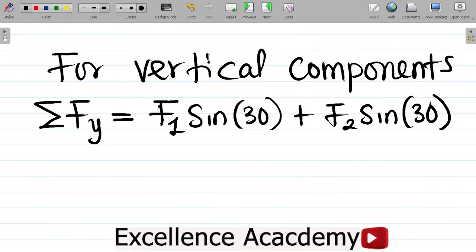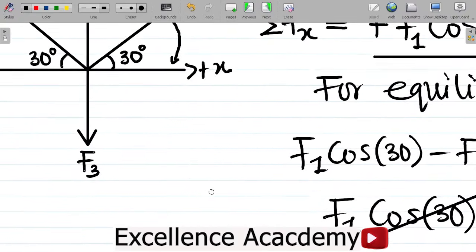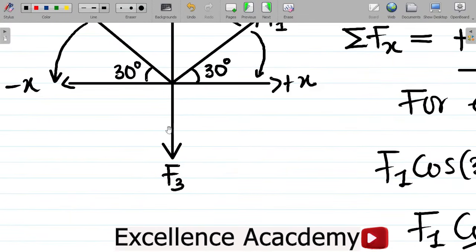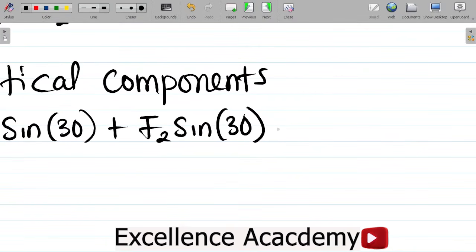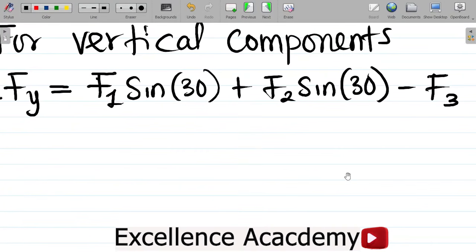Also for F3, you can see that F3 lies perfectly vertical. So there's no need of taking cos or sine, just take the value. Also, F3 is pointing at the negative y-axis, as you can see. So it becomes negative F3. You don't have to put cos or sine, just negative F3. So this becomes minus F3.